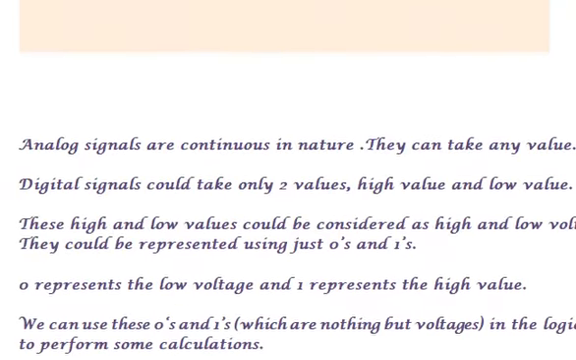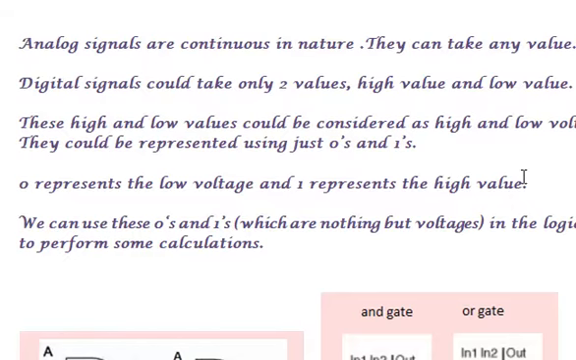Now, moving on, the analog signals are continuous in nature. They can take any value. Digital signals could take in only two values, a high value and a low value. These high and low values could be considered as high and low voltages. They could be represented using just zeros and ones. Zero represents a low voltage and one represents the high value.